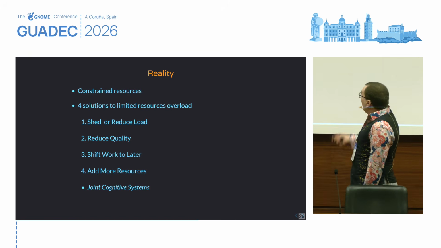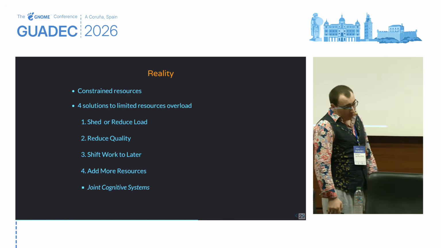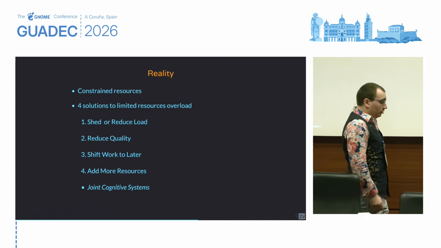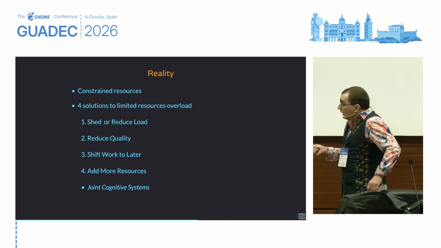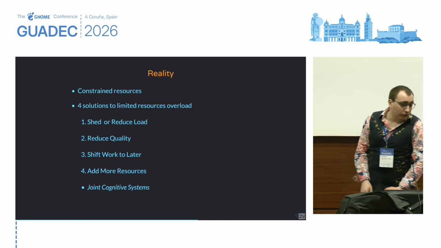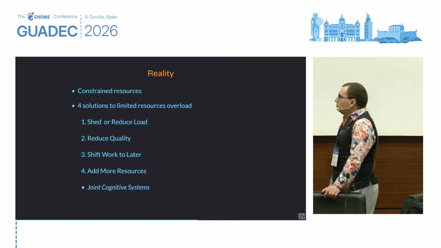And 4, you can add more resources, right? You can suddenly, instead of 1 person with 30 hours per year, you can put 2 people, and suddenly you have 60 hours per year. Nice, you can do double. This all comes from Joint Cognitive Systems, a book that I really encourage, but that is hard to get these days.